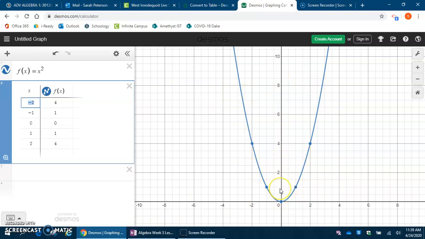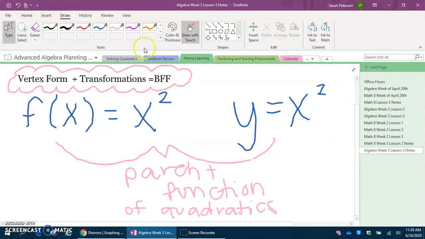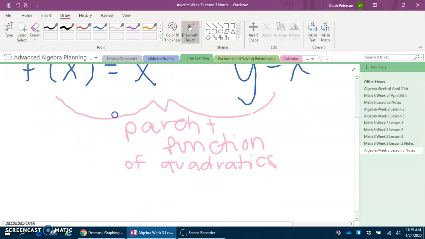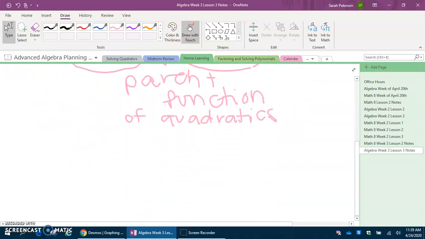Every other parabola is shifted, stretched, or compressed in different ways, and we're going to talk about what that means. So the first thing I want to do is take a minute to look at different functions. Let's compare everything back to f of x equals x squared. So I'm just going to write our basic one here, and that's what we're going to compare everything to.